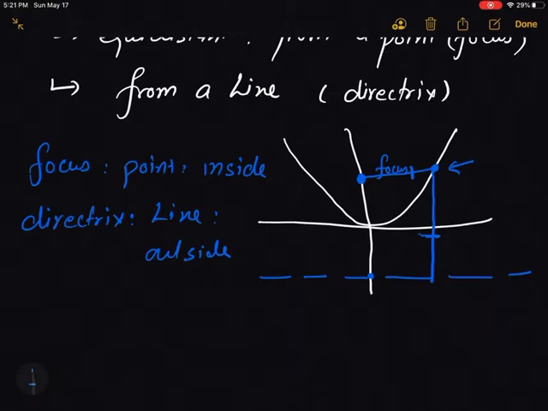Or let me just show you this example, that's going to be easy to understand. Let's say I pick this vertex. Since that's one of the points on the parabola, it's going to be the same distance from this point, which is the focus, and the same distance from the line, which is the directrix, isn't it? Now it does look the same.